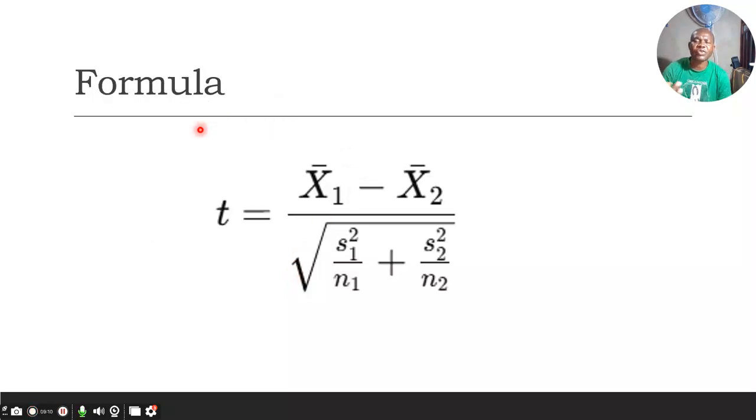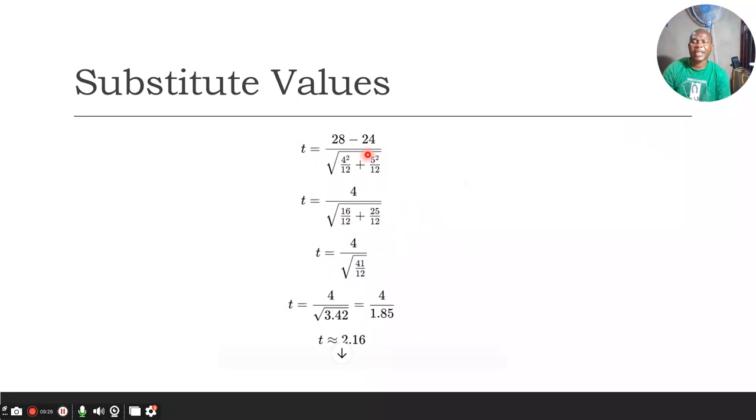The next step is to establish the formula. Again, this is the formula of our independent sample t-test. It's different from the one sample t-test, and it's also different from the paired sample t-test. So this is the independent sample t-test. We substitute the values from the question, 28 minus 24, and by the time we compute, we are going to arrive at 2.16 as our answer.